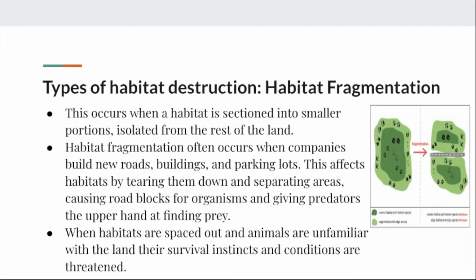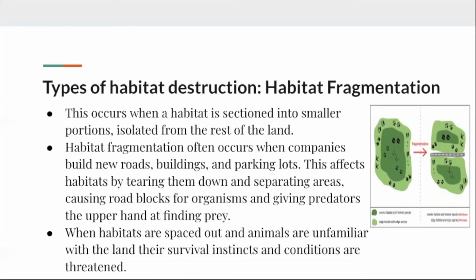Also, when habitats are spaced out and animals are unfamiliar with the land, their survival instincts and conditions are threatened. And this can relate to how, if you go on vacation, for example, from Chicago to Orlando, Orlando is a lot different of a place. You might not know the stores around there or the things to do compared to just Chicago. So you're in an unfamiliar place, you're in a new place, and you can use Google Maps or maybe your parents to help you navigate around.